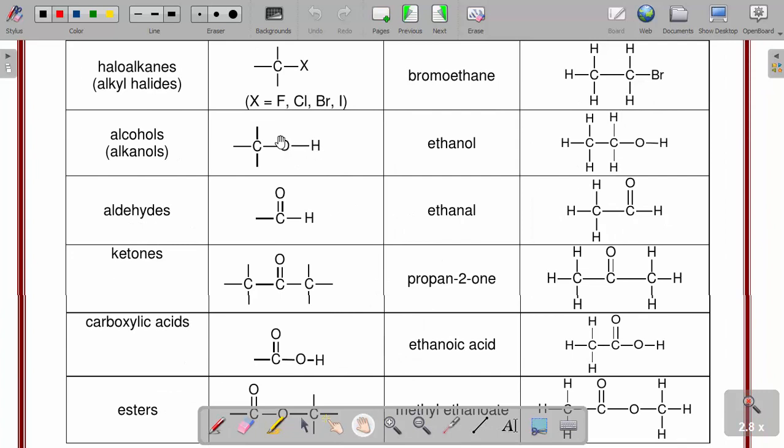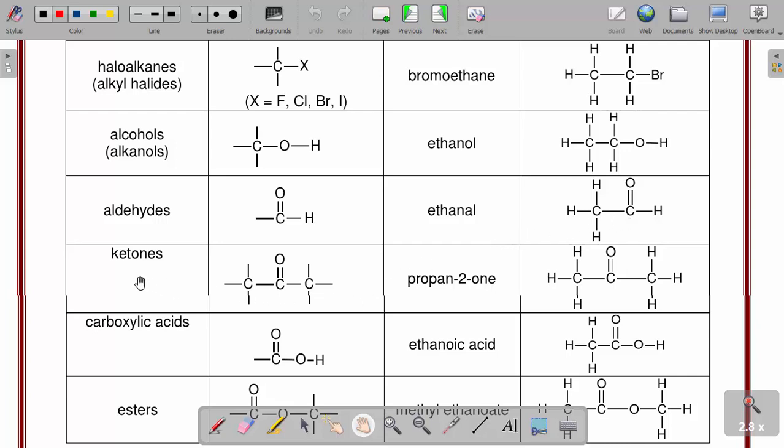Then the alcohols contain this OH, which you call the hydroxyl group. An example is ethanol here. As you can see, we put OH on one of the 2 carbon atoms to form ethanol. And then aldehydes contain a formyl group, which is this one here. Note this CO is bonded to hydrogen, and then on the other side we can have either H or another carbon chain. An example here is ethanal, where you have a methyl attached to this functional group.